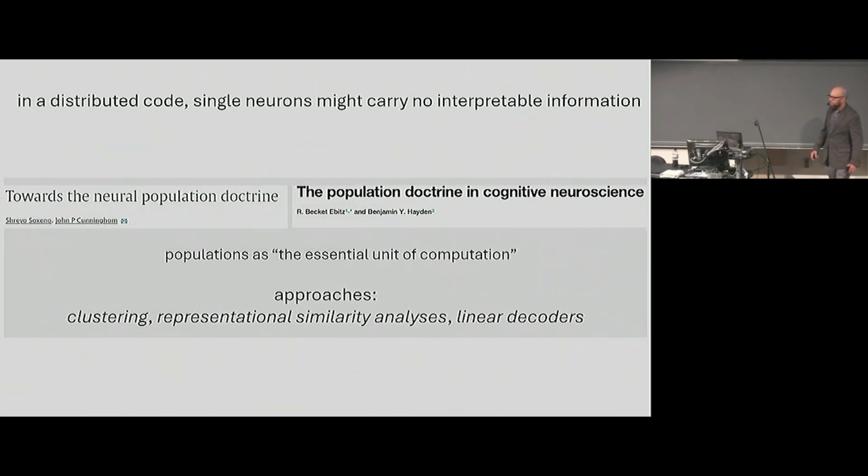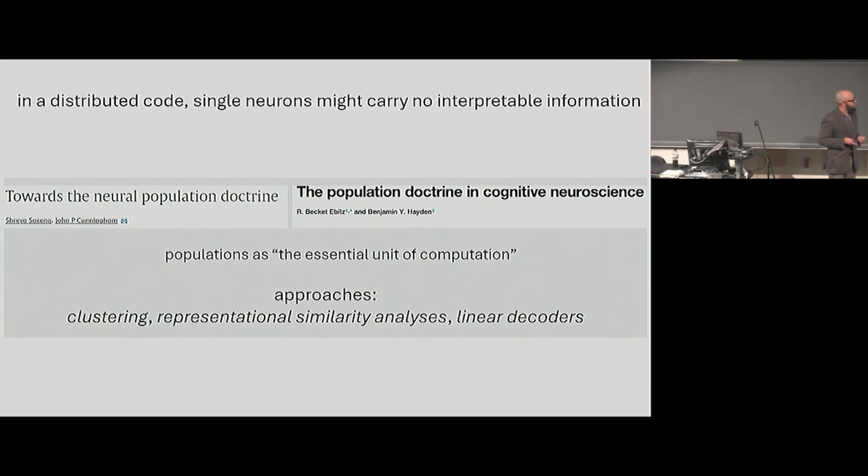Now, in this perspective, in a distributed code that is fully distributed, the idea is the single neuron is really going to carry very little interpretable information. And in a way, it makes one wonder, should we study the single neuron? This has been described really well in the idea of the neural population doctrine: the idea that you can think of the population, the vector of activity, as a really elemental computational element. And that allows us to do a lot of really cool studies, like using clustering, representational similarity, or linear decoders to try and understand the brain, which is good.